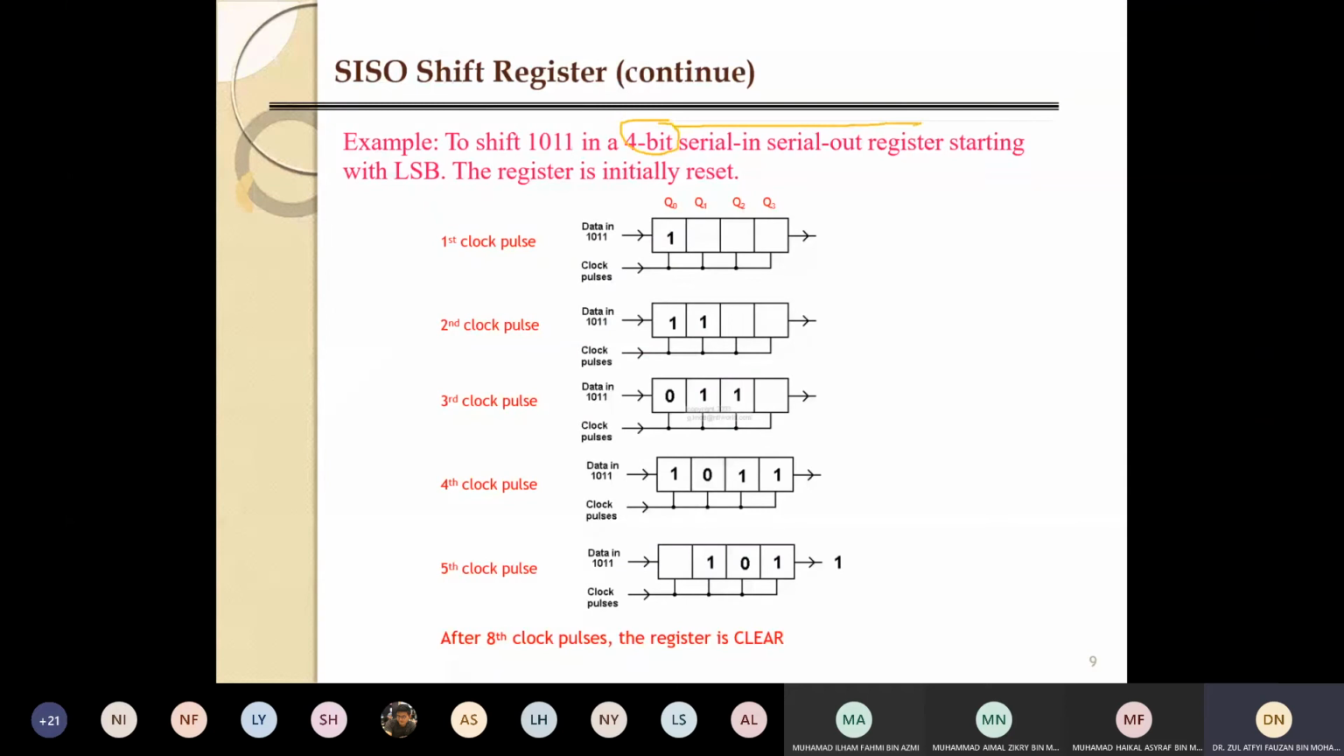Okay, 4-bit SISO, for example 101. So 4 clock required to store the data. And after 8 clock pass, the data is already shifted out. This is store, this is shift out. So we need another 4 clock to shift out all the 4-bit data and also clear the flip-flop.